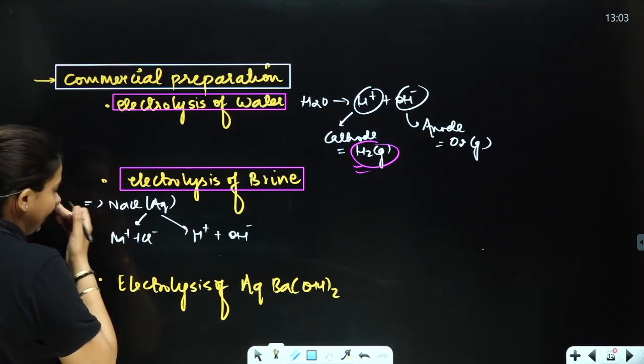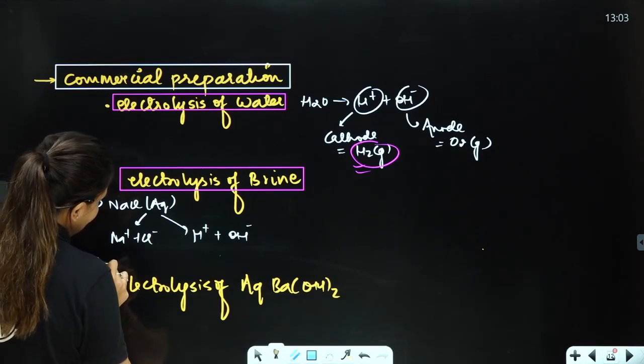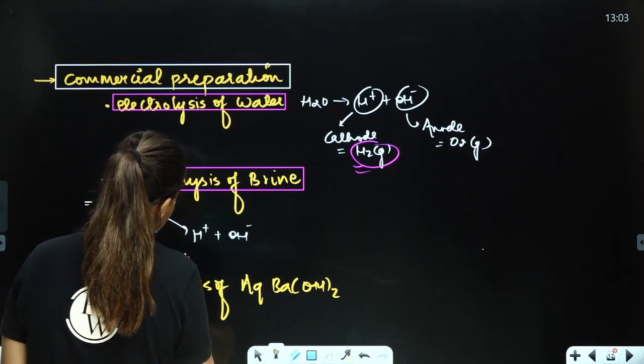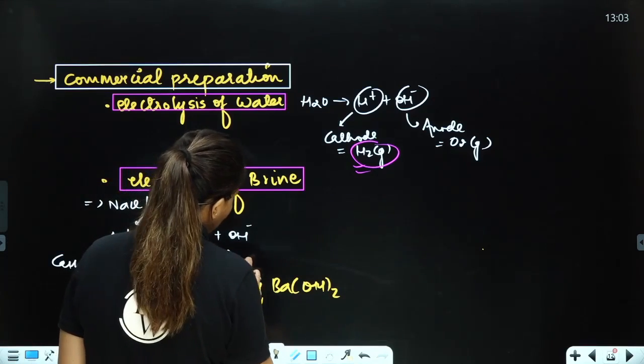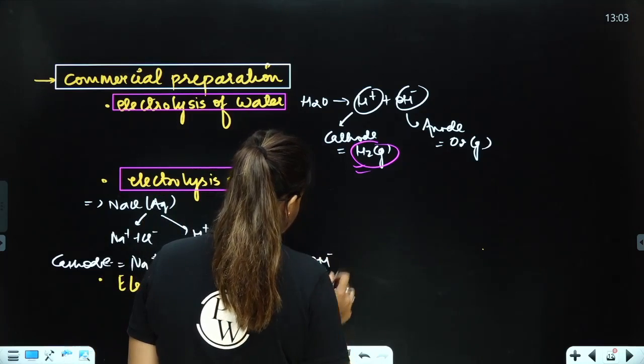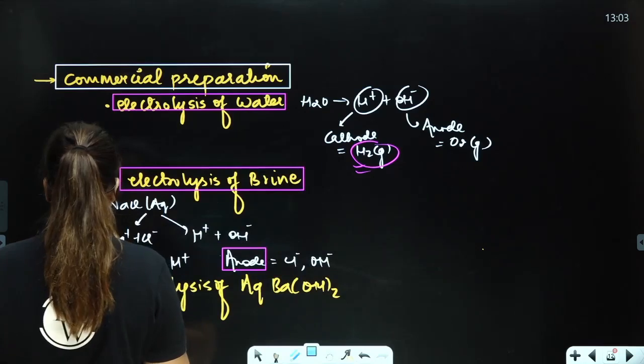So in the case of the cathode, you will be able to see that Na+ and H+ ions will be moving towards the cathode, and in the case of the anode, Cl- and OH- ions will be moving towards the anode. So one is the cathode over here, one is the anode over here.